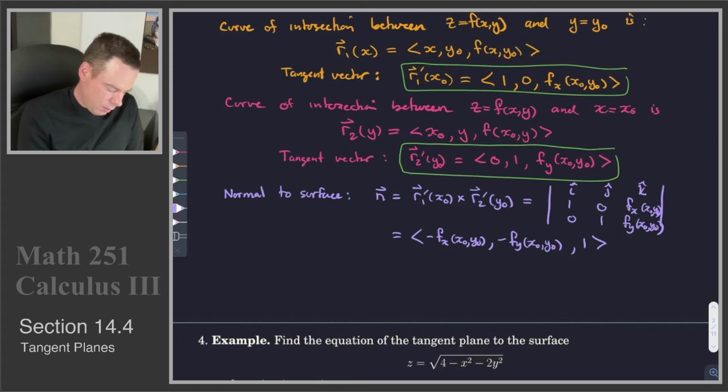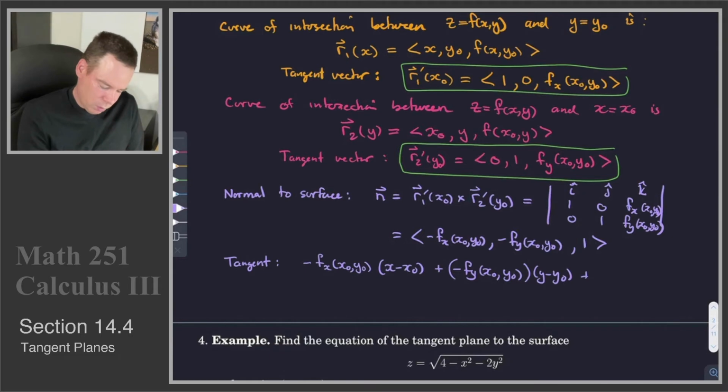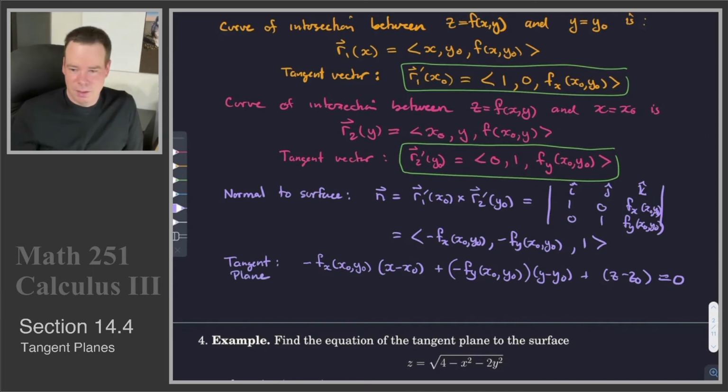And therefore, the tangent plane is, well, it's the x component of the normal vector times x minus x naught, plus the y component of the normal vector times y minus y naught, plus the z component of the normal vector times z minus z naught, and that's equal to 0. So just using the fact that we've got a point on the plane and a normal vector to the plane, so the dot product has to be 0, that's the equation of the plane. I wrote tangent, but I meant tangent plane.